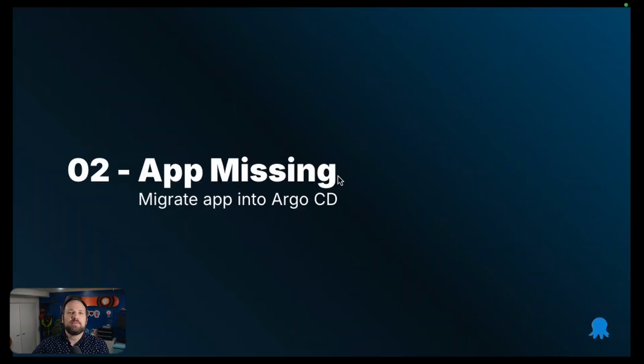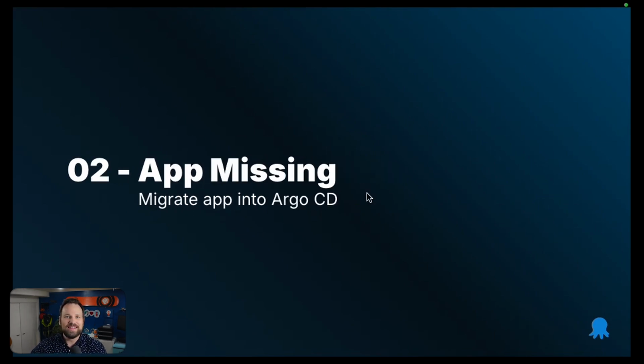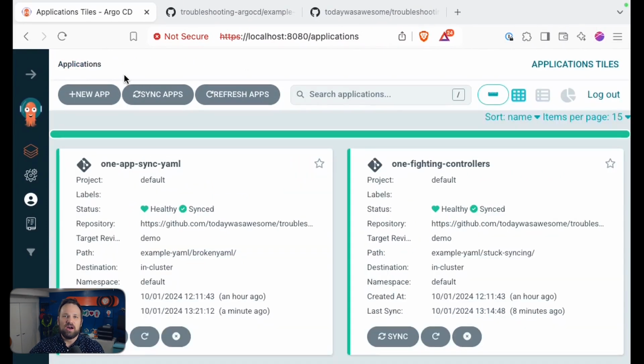All right, so let's go to number 2. This one is going to be an example of migrating an application into Argo CD. And I get this question all the time. We have a cluster. It already has stuff deployed. We want to get it deployed out and migrated, everything migrated into Argo CD. How do I do that?